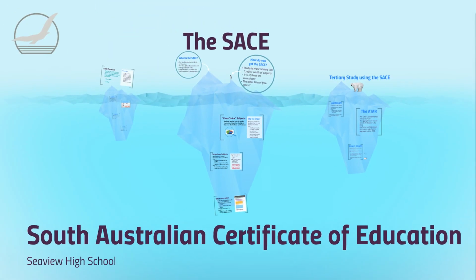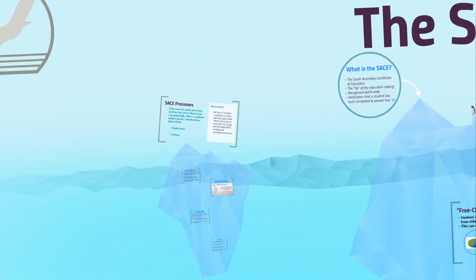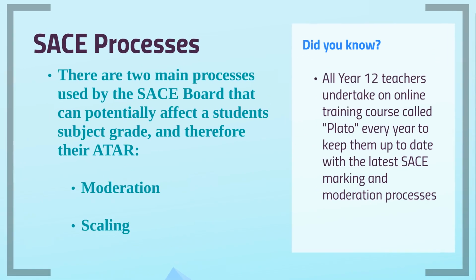Now, the final thing I want to talk about that can affect a student's grade at the end of Year 12 is a couple of SACE processes. So there are 2 main processes used by the SACE board that can potentially affect a student's subject grade and therefore their ATAR at the end. So the first one is called moderation and the second one is called scaling.